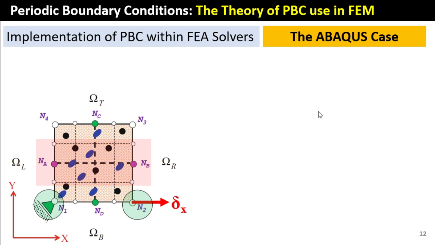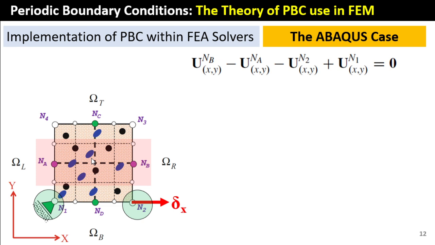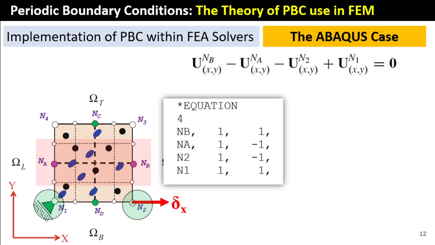So let's look at this case that we've been dealing with. We've got this case NA, NB, NC, ND, and then N1 and N2. So the canonical equation for this that we've derived is basically this: NB minus NA minus N2 plus N1 in displacement mode in X and Y direction. So if we then want to implement this within ABAQUS using this star equation command, this is what we'll have. I'll talk you through it. So basically we've got 1, 2, 3, 4 terms.